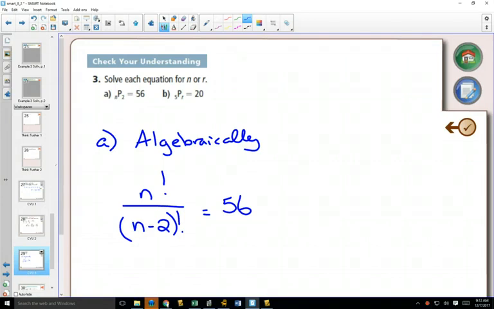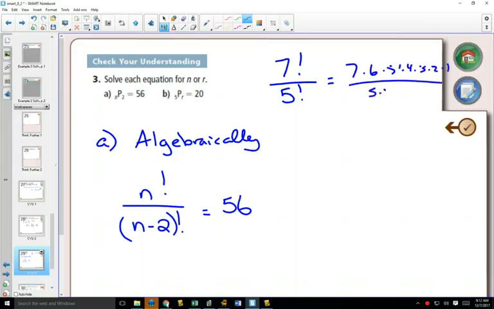What does it mean? Well, if I gave you, just pick a random number, 7. If I gave you 7 factorial and 2 less would be 5 factorial, if you wrote this out, you'd have 7 times 6 times 5 times 4 times 3 times 2 times 1. And on the bottom, you'd have 5 times 4 times 3 times 2 times 1. And a whole bunch of this would cancel out, right? So how do we do the same thing when you have n?